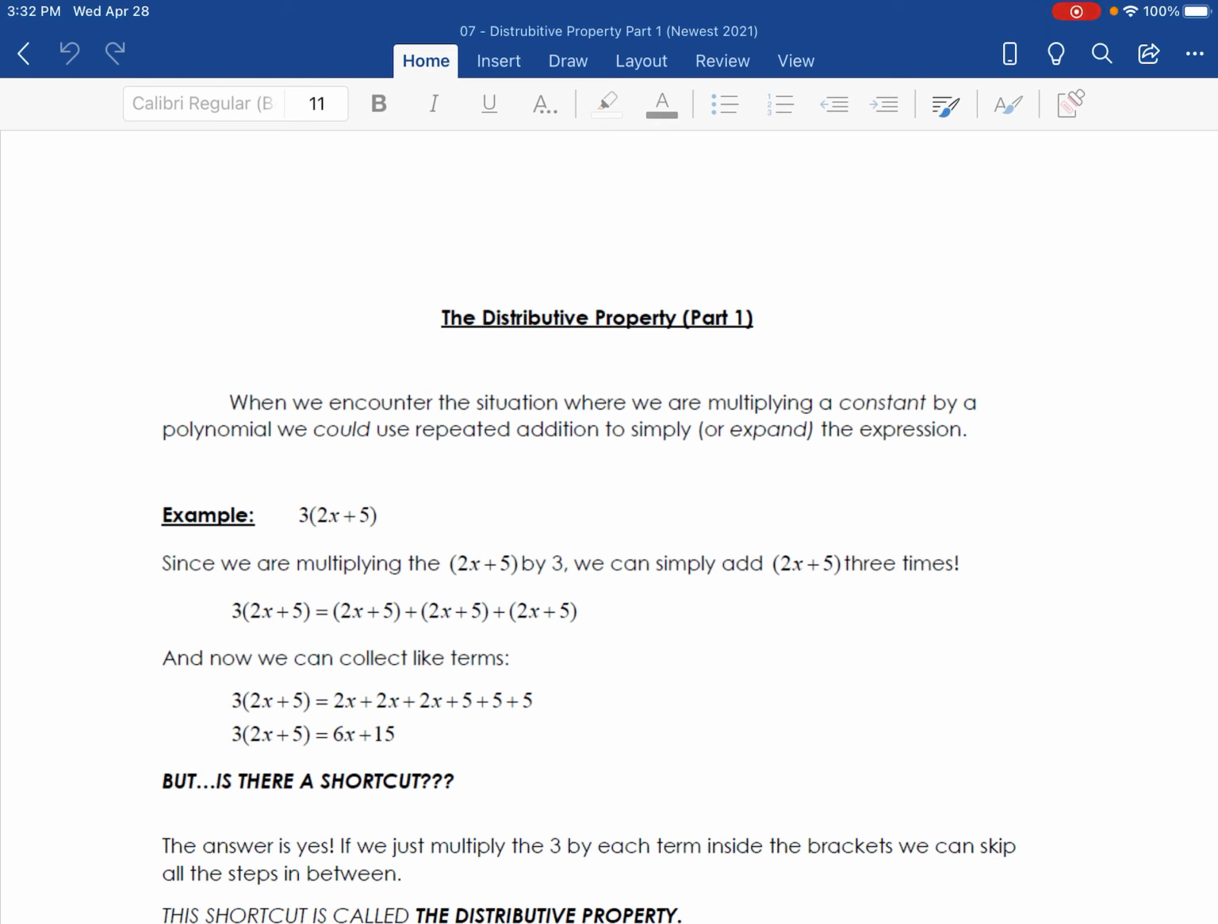The distributive property, part 1. Now, if you've watched the distributive bags lesson, then this just continues on from there.